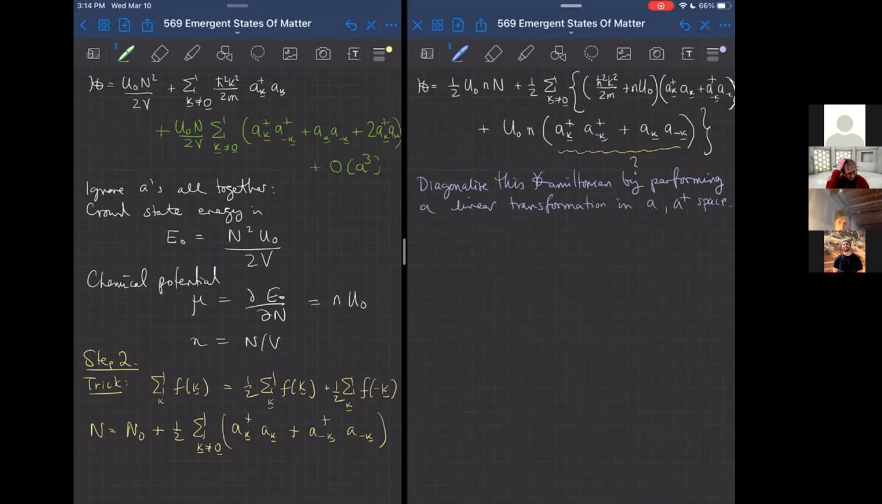So what do I really mean by that? I'm going to define new operators as linear combinations of the A's and A daggers. And I'm going to define them in this way. So the idea is, can I make some linear combination of the A's and A daggers in such a way that the Hamiltonian becomes of the form something dagger something, in which case it looks like a quasi-particle Hamiltonian. So what we'll say is alpha K is going to be defined to be some complex number UK times AK plus another complex number, which we'll call VK, times A with minus K dagger.